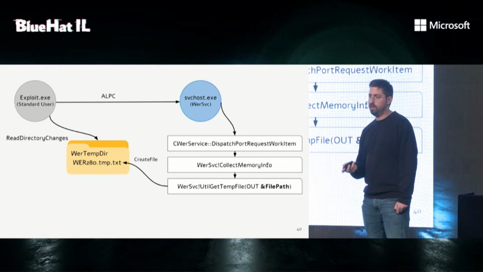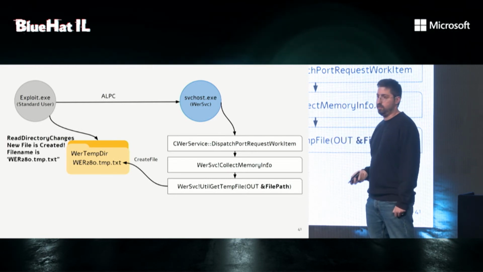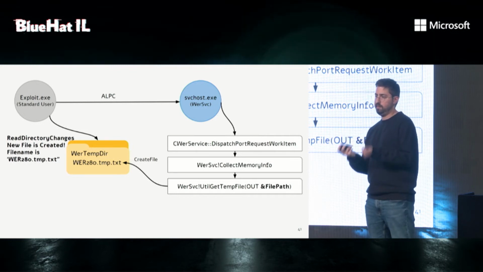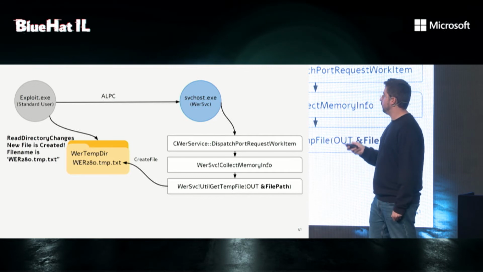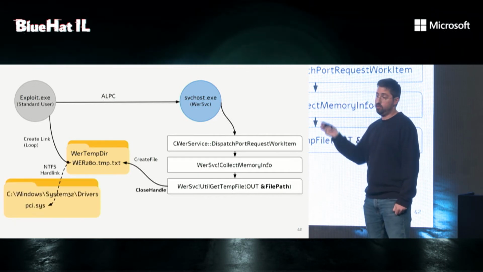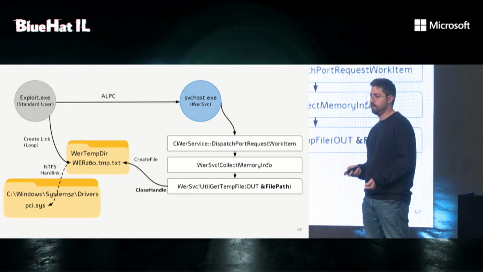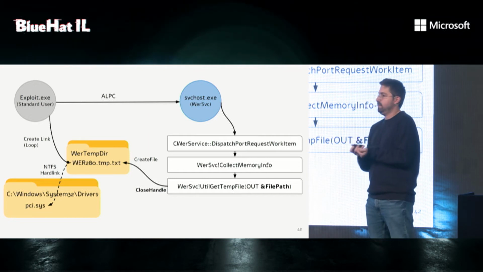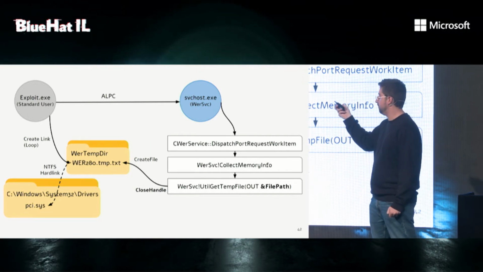It will create a new file under the WER temp directory, and at this point we'll be notified in exploit.exe, and we'll know what the random file name is. Now, from exploit.exe, we try to create a file system link between that file and PCI.sys, for example, a file we have no write control over and we want to overwrite. Now, we'll only succeed in creating that link once WerSvc closes the handle it has for that file.